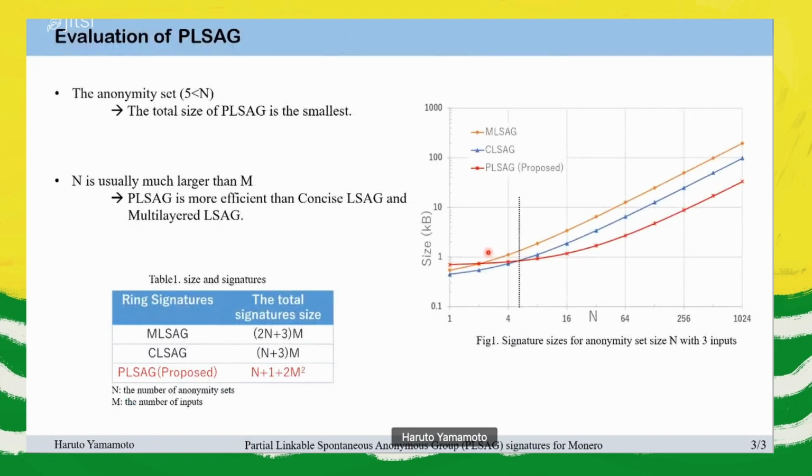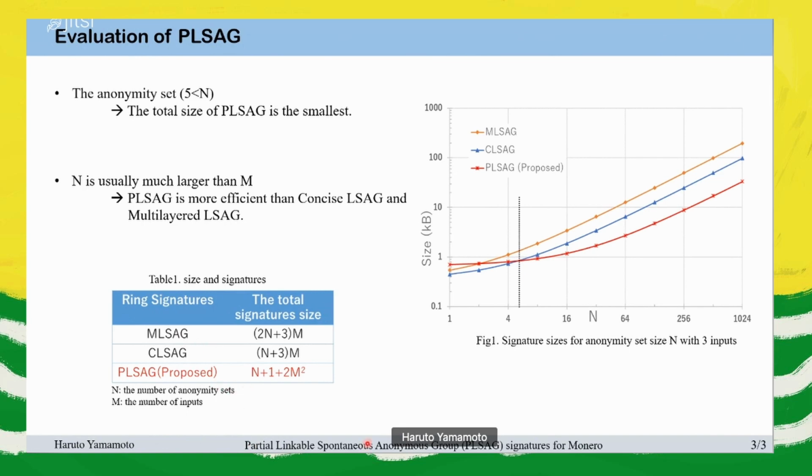Let's compare the signature size of the existing CLSAG signature, the multi-layer signature, and PLSAG signatures. The horizontal axis of the graph represents the size of the anonymity set, and the vertical axis represents the signature size. We can see the PLSAG signature is the smallest signature when the anonymity set is greater than 5.